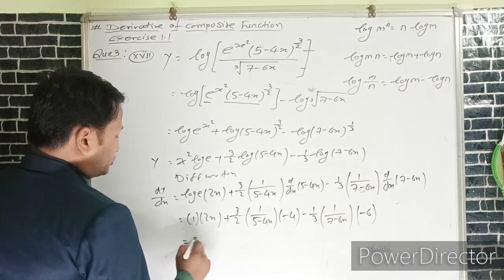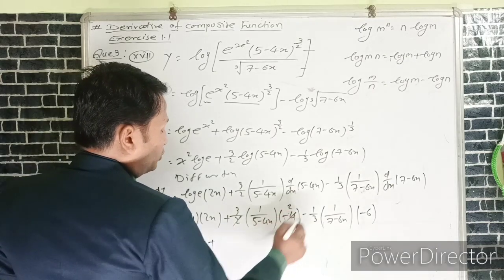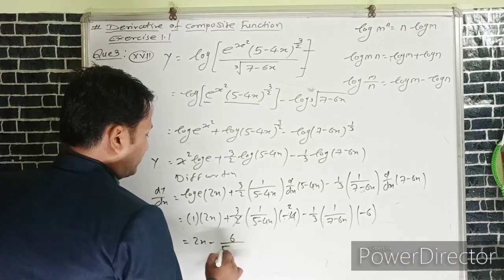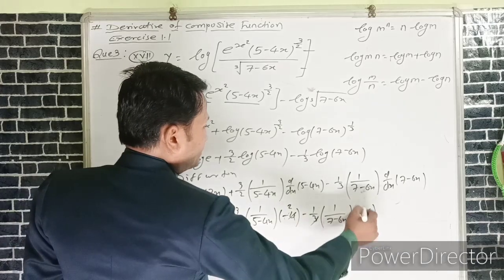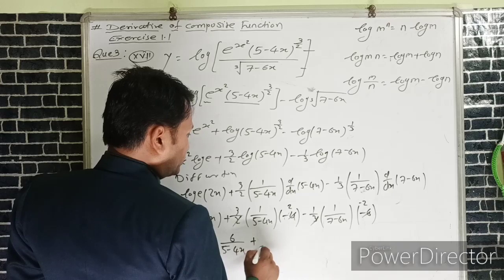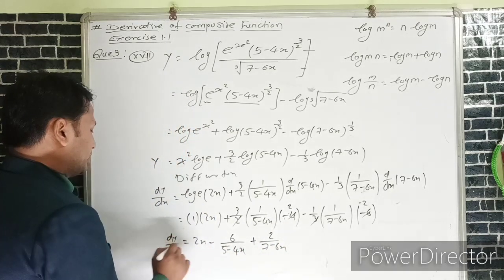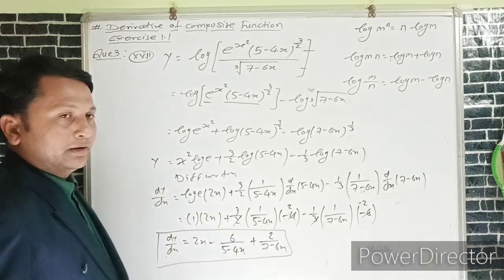1 into 2x is 2x plus, 2 is 1 and 4 is 2, minus 2 into 3 is minus 6 upon 5 minus 4x. Here 3 is 1 and 6 is 2, minus 2 into minus 1 is plus 2 upon 7 minus 6x, which is the required derivative of the given function, dy upon dx.